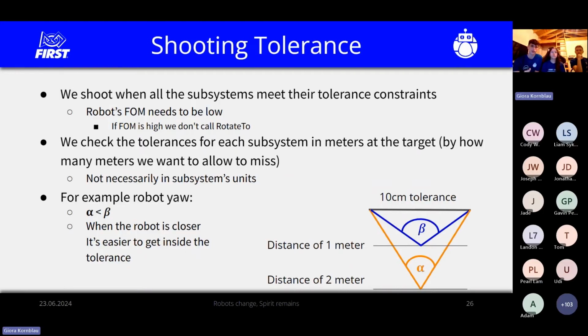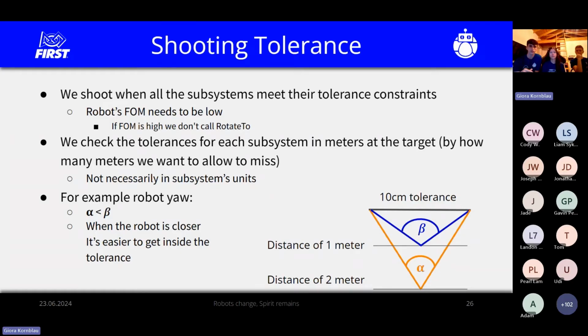And if the form is high, we don't call the rotate function because we don't want to. It also indicates to the driver that he needs to see a tag in order to shoot now. And we check the tolerances of each subsystem in meters at the target, by how many meters we allow them to miss, which is not necessarily in the subsystem's unit.